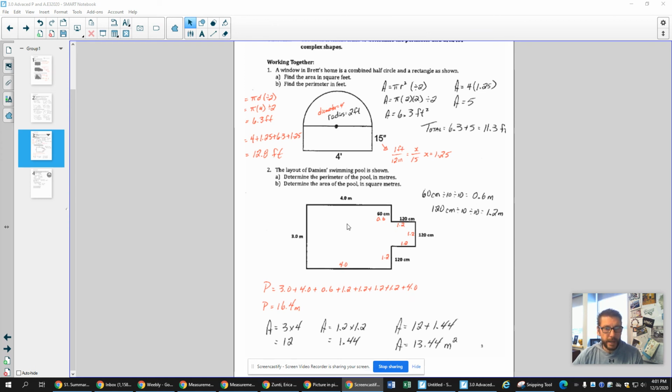Now for my area, I decided to make one big rectangle, 3 meters by 4 meters. So it's like I could put a line right here and cut it at 3 times 4, that's 12. And then the little shape down here is 1.2 by 1.2. It's a little square on the end. And I got 1.44 for that area. So again, for the total area, add these two together. All right, that's questions 1 and 2 for our combined or complex shapes.